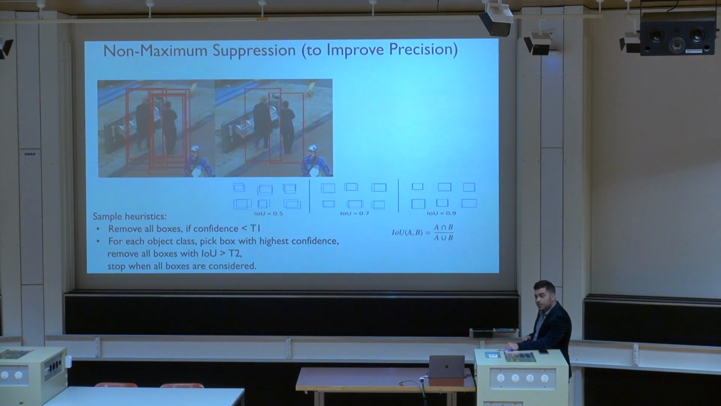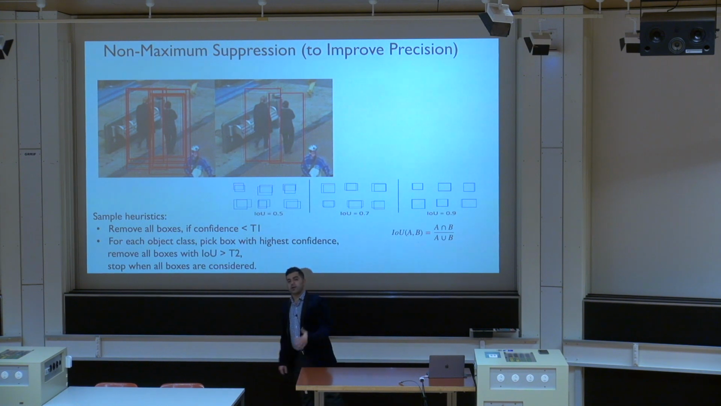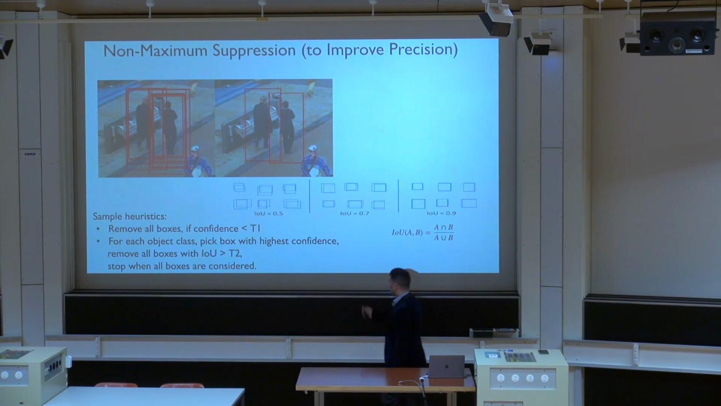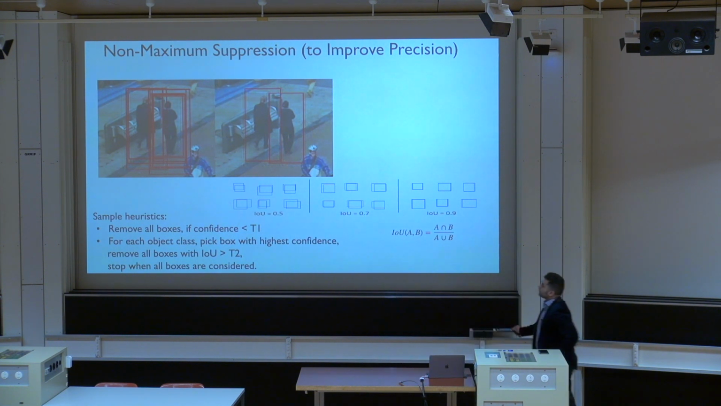So another problem is that once you do a sliding window, you get multiple positive responses for your object of interest. For example, in this pedestrian detection on the left side, you get multiple responses, multiple candidates, and you need to choose one from all of these candidates. Basically reducing the false positives, right? So the technique you can use is called non-maximum suppression, and it's very easy.